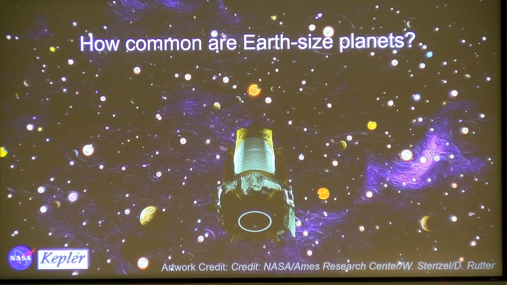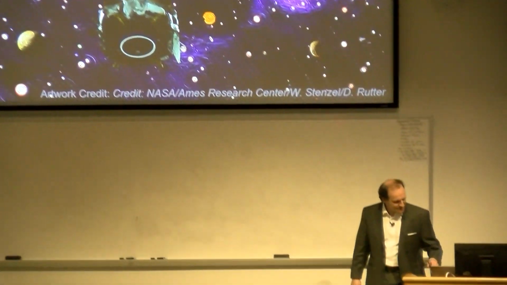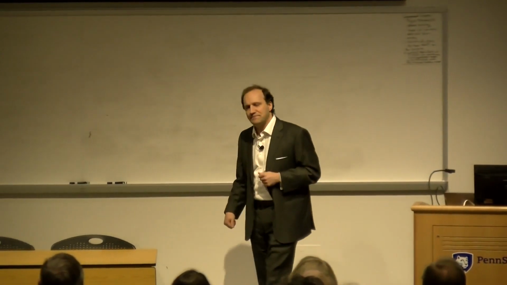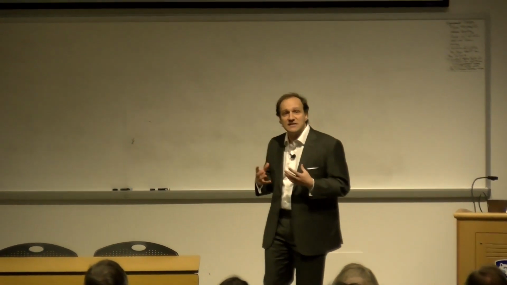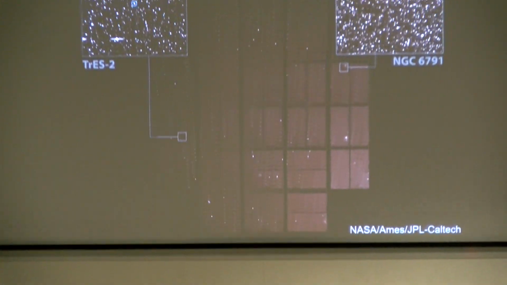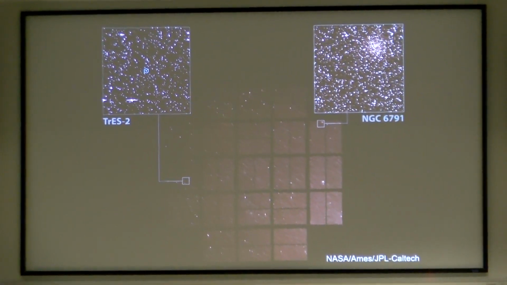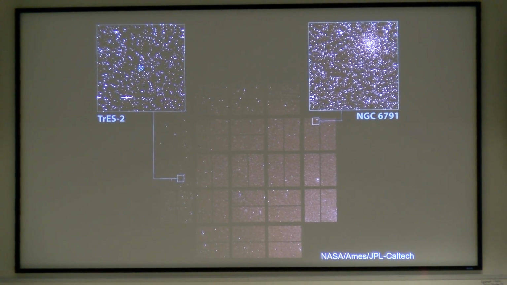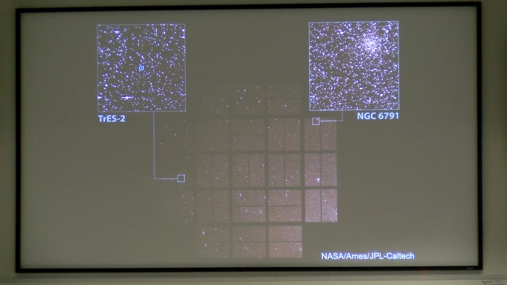And the way it did this was it looked at a patch of the sky that looks like this over and over and over again. Every image you couldn't tell apart. And those images, it's not fuzz in there. If you zoom in, each of those little dots is a star. Millions of stars in its field of view, observed every 30 minutes for nearly 4 years. Why did it take the same picture over and over again?